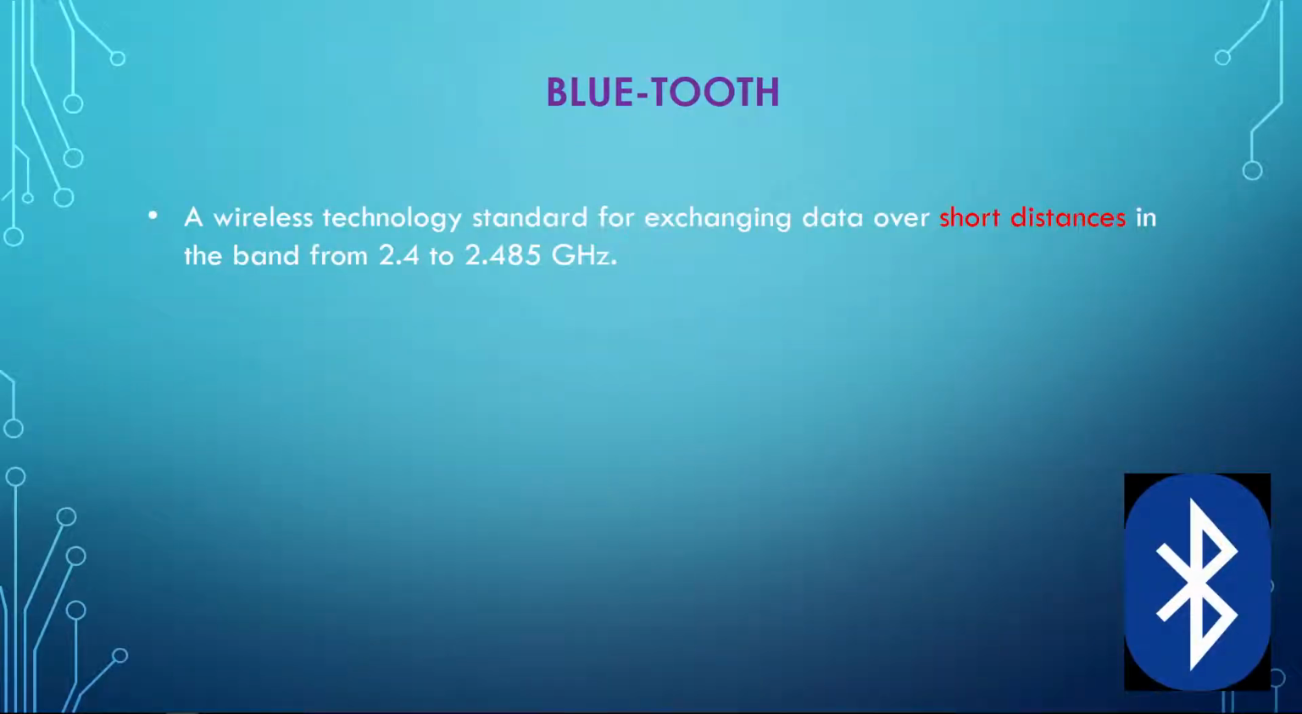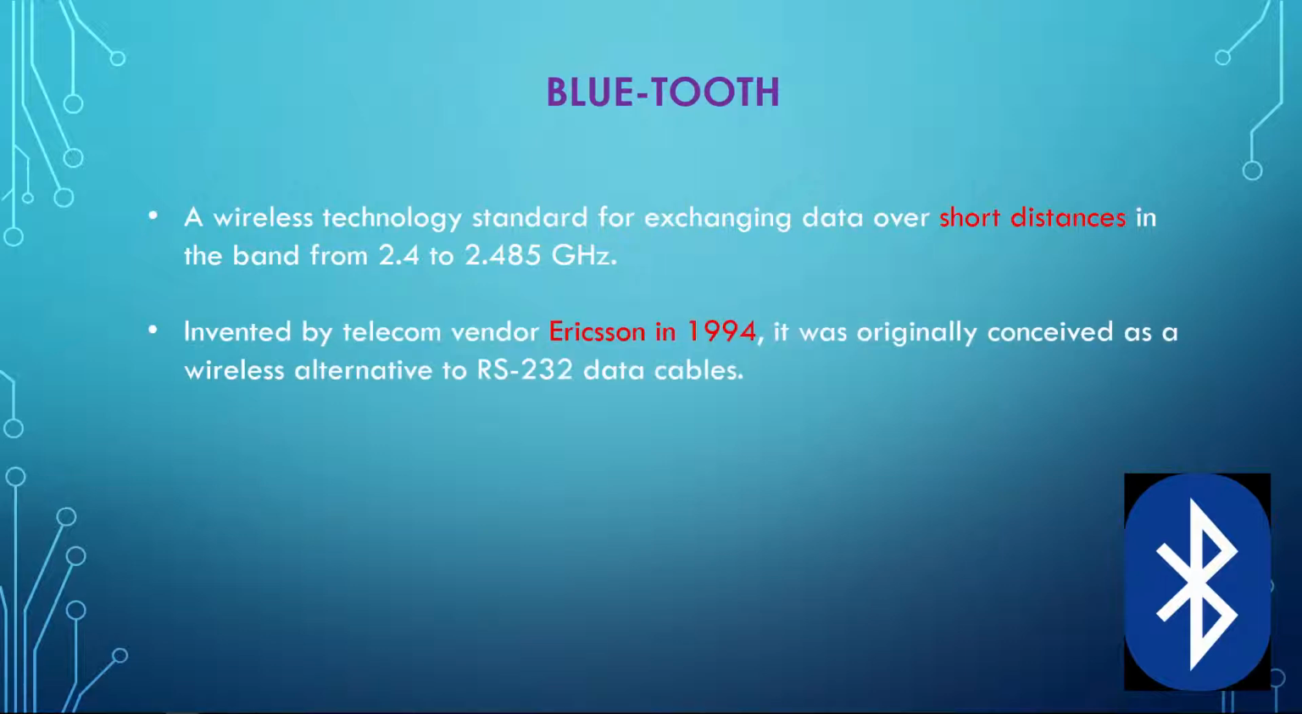Now, finally, we will introduce a communication protocol called the Bluetooth communication protocol. Bluetooth is a wireless technology standard for exchanging data over short distance. So it is designed for short distance communication purposes. It is using the frequency band around 2.4 GHz. Bluetooth was invented by Ericsson in 1994. It was originally designed to be an alternative to the RS-232 data cables.